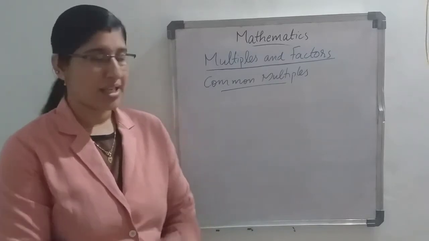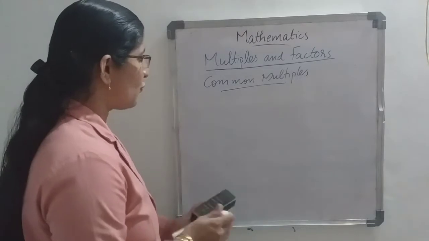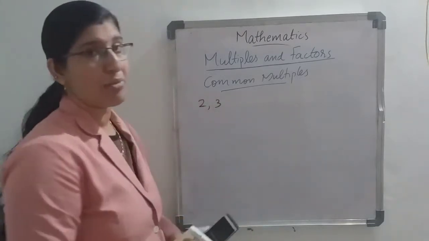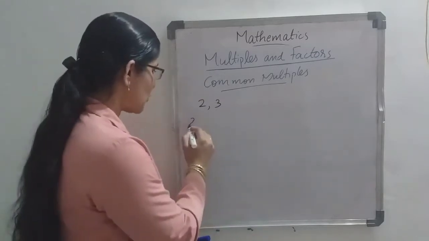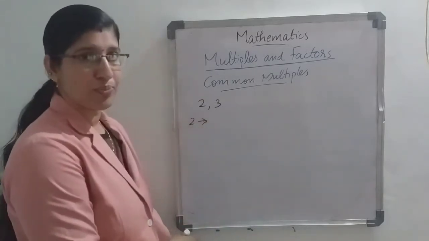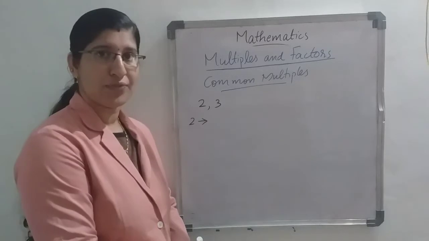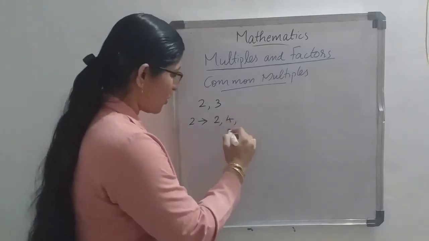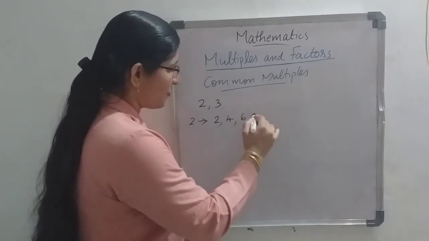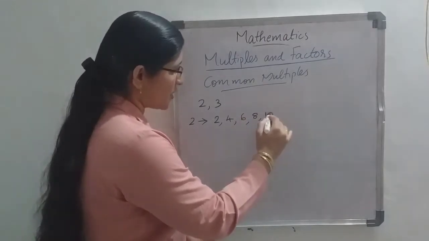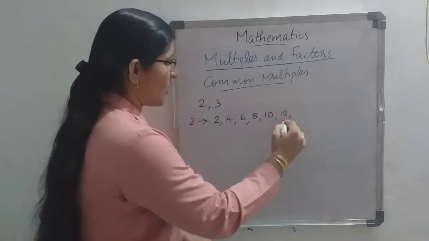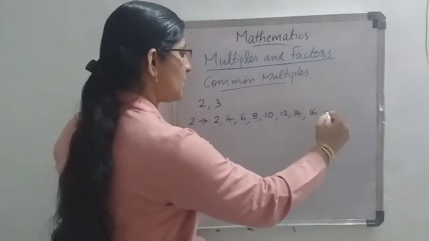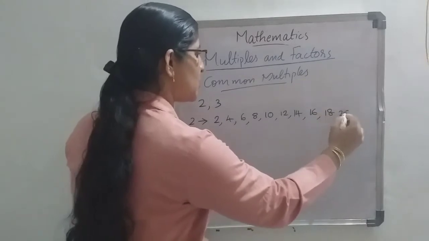It is so easy. First we need to find out the common multiples of 2 and 3. So first you need to write the multiples of 2. We already know how to write them, just the multiplication table. 1 2 is 2, 2 2s are 4, 3 2s are 6, 4 2s are 8, 5 2s are 10, 6 2s are 12, 7 2s are 14, 8 2s are 16, 9 2s are 18 and 10 2s are 20.